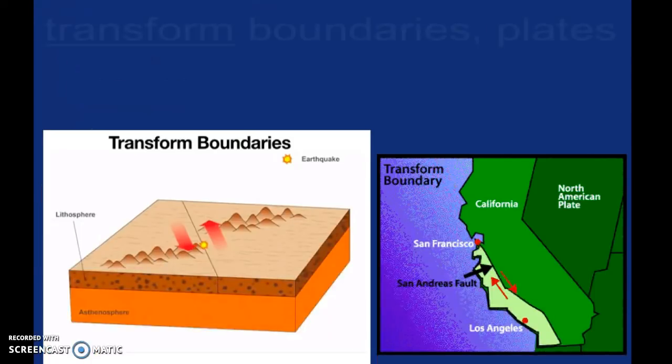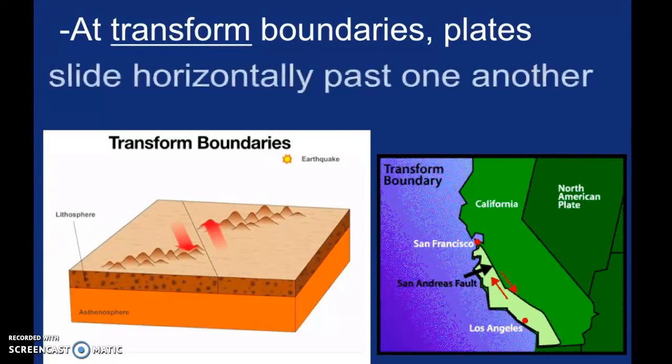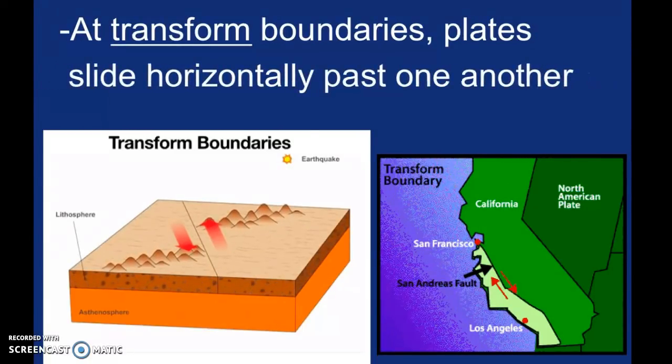The next plate boundary is a transform boundary. So trans means across. So at transform plate boundaries, plates are going to be moving across. They're moving past one another. So you can see that very slow action that's taking place here at the transform plate boundary in this animation.